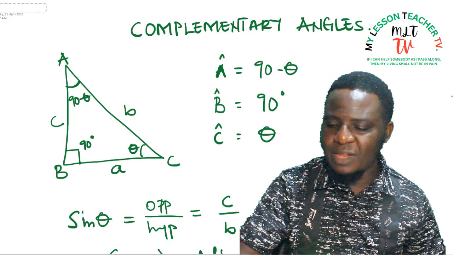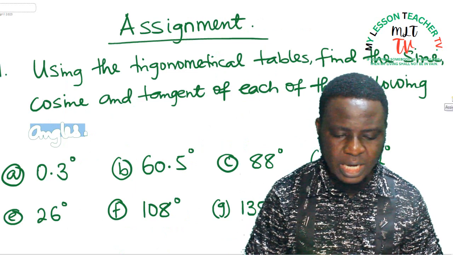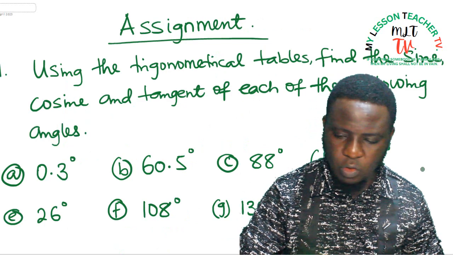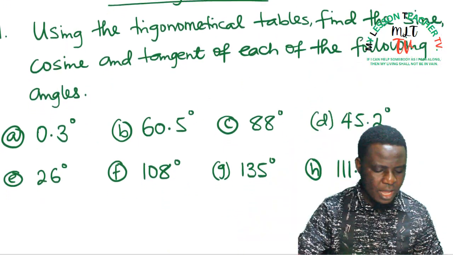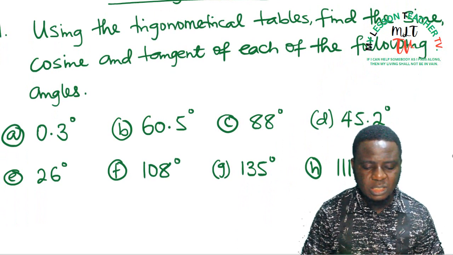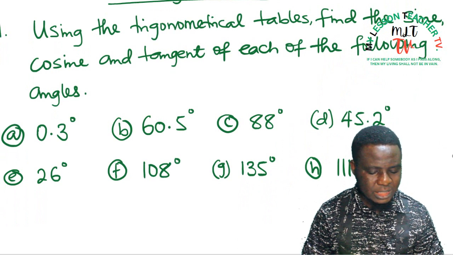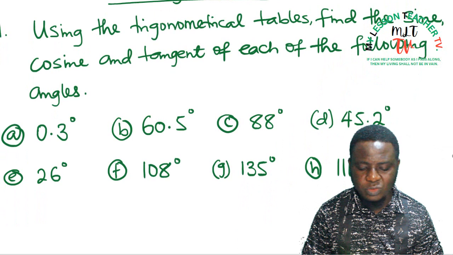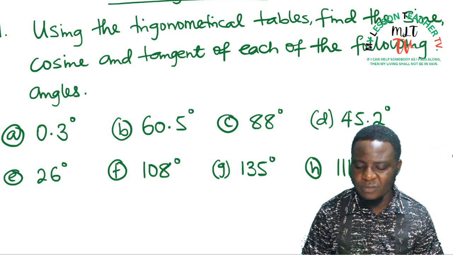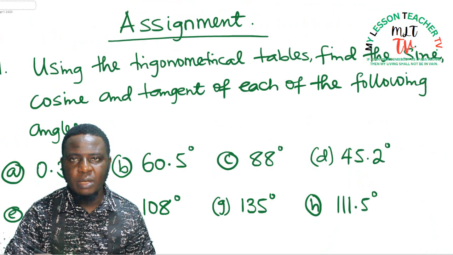But before we go, let me leave you with an assignment: using the trigonometrical table, find the sine, cosine, and tangent of each of the following angles. You have angle 0.3 degrees, 60.5 degrees, 88 degrees, 45.2 degrees, angle 26 degrees, angle 108 degrees, angle 135 degrees, and angle 111.5 degrees. In the next class, I shall give you the solutions to all this before we move to the next topic.